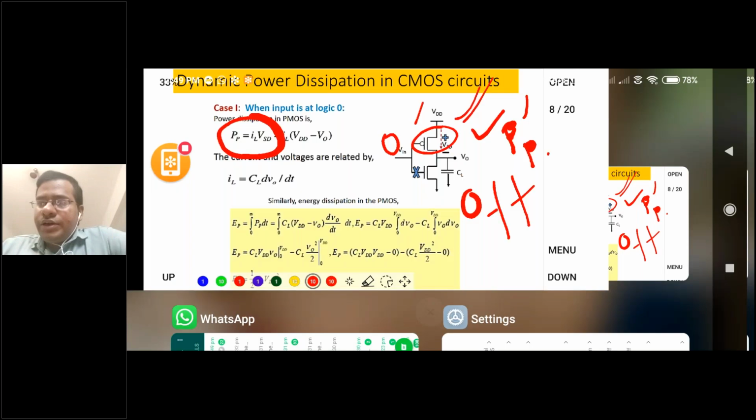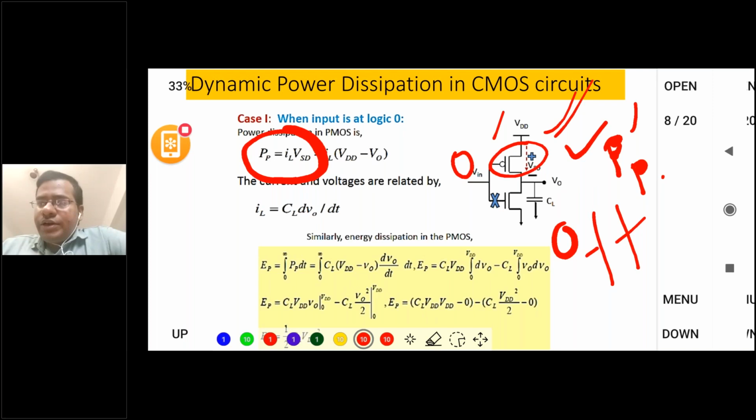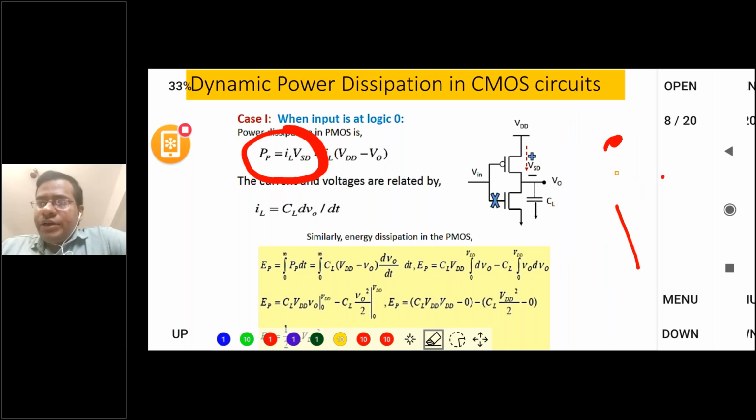So we go for some analysis. I think it is very much clear here. Our full concentration or main objective is the PMOS transistor. We have to discuss the equations. Whatever equation you apply in this logic 0 case concentrates only on PMOS. So it is very clear, no problem.